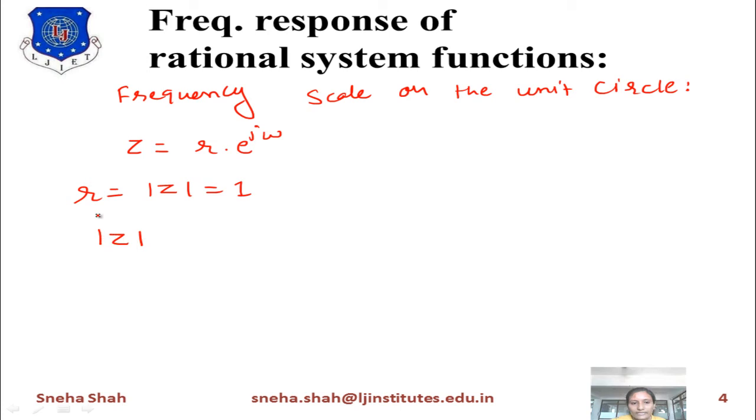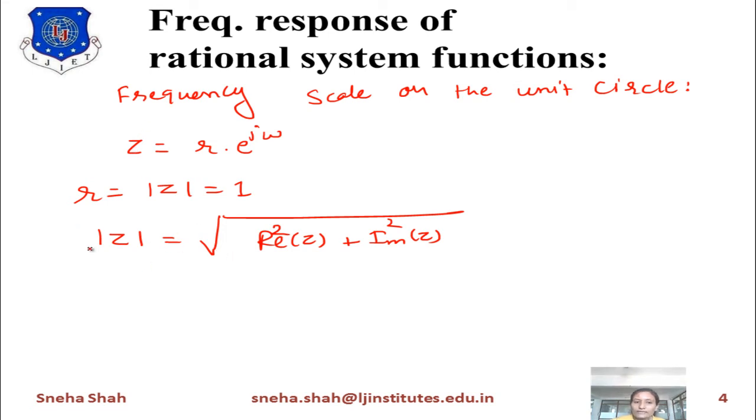We can find its magnitude as the magnitude of z, represented as mod of z, and the value of mod of z equals under root of real part of z square plus imaginary part of z square. Means when we consider z as a complex number and want to find its magnitude, we will take mod of this. And how do we find the magnitude? Magnitude is found by using under root of real part of z square plus imaginary part of z square.